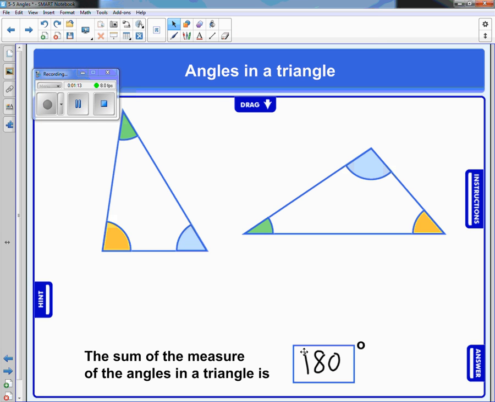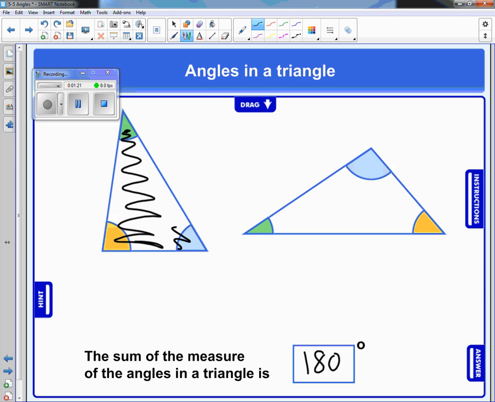So when I add up all of the interior angles, that's 180 degrees. Interior meaning what? Inside. Inside of the triangle. And yes, that applies to all triangles. Okay, so if you have the measurement for two angles, you can subtract, and that should give you the measurement of that third angle.